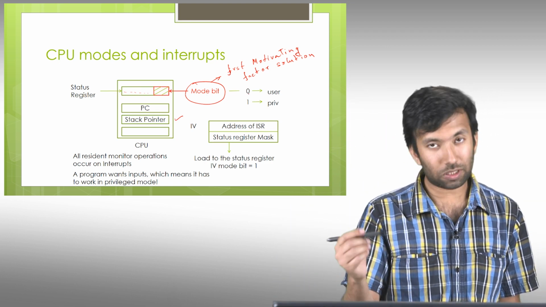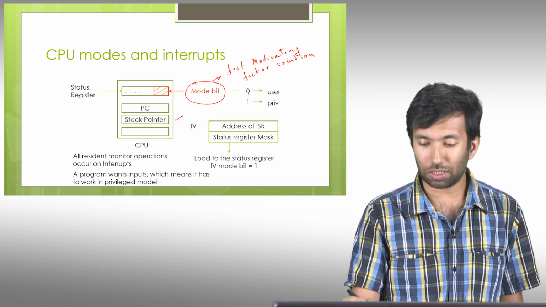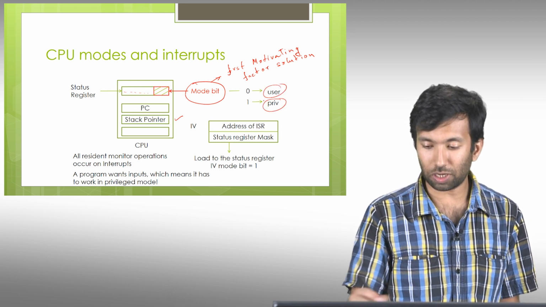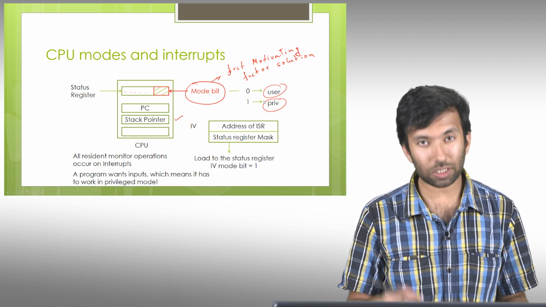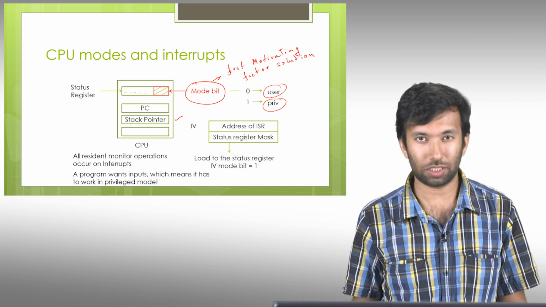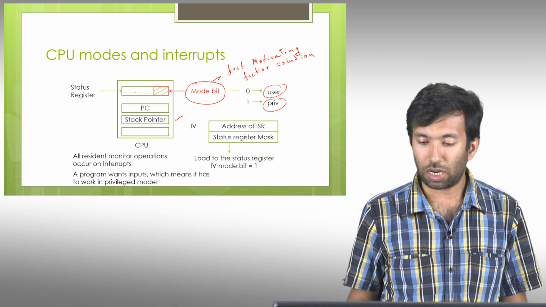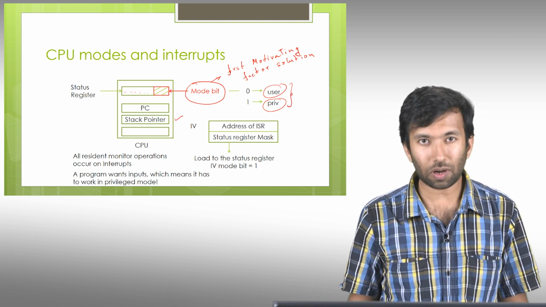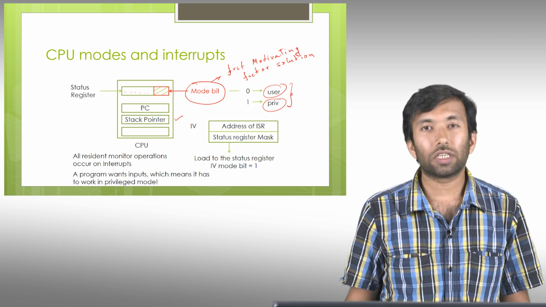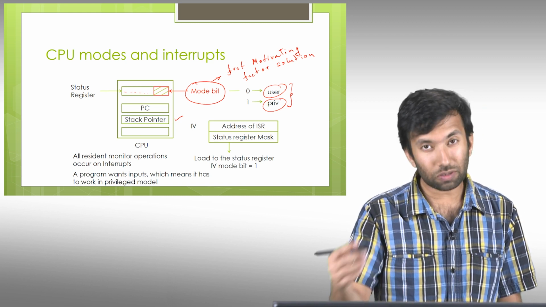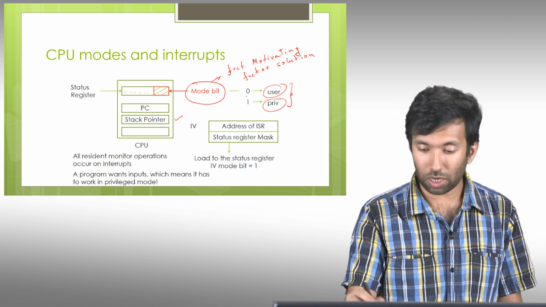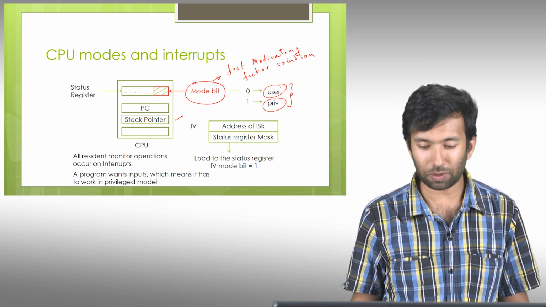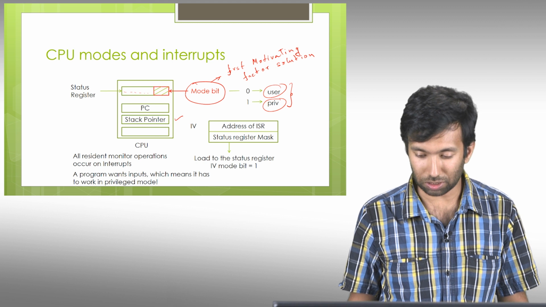Now, this mode bit can be 0 or 1. 0 corresponds to user, while 1 corresponds to privileged. What is user, what is privileged? We will talk about that in the next set of videos. Now, this arrangement can be different depending upon different operating systems. In the book, this arrangement is reversed. So, that means 1 is for user, 0 is for privileged, but it does not matter for the purpose of this discussion.